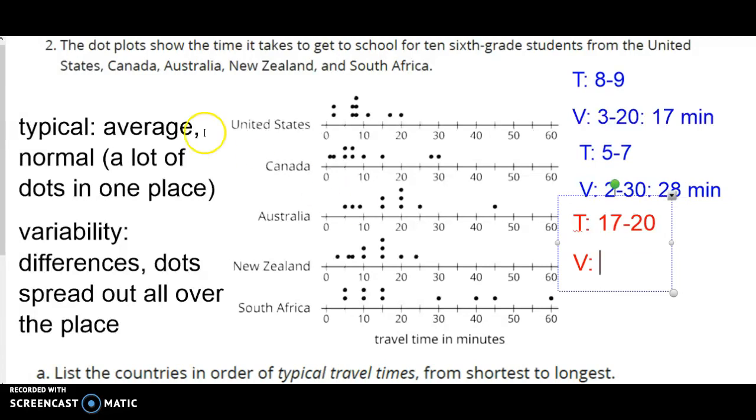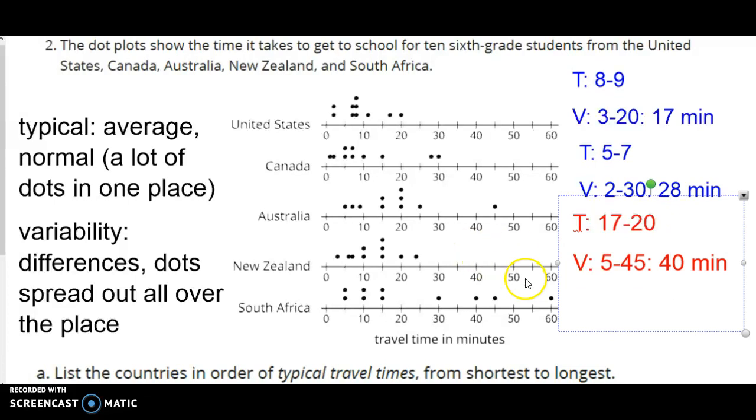Variability, I see a dot down here at 5, and I see a dot all the way at 45. So 5 to 45 is a variability of 40 minutes. Okay, let's jump to New Zealand.